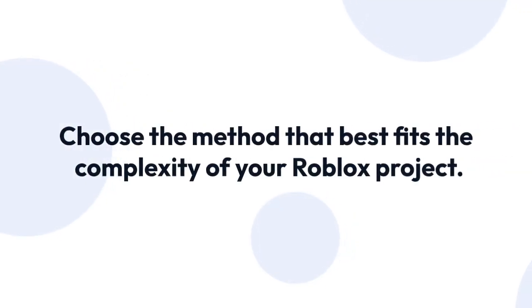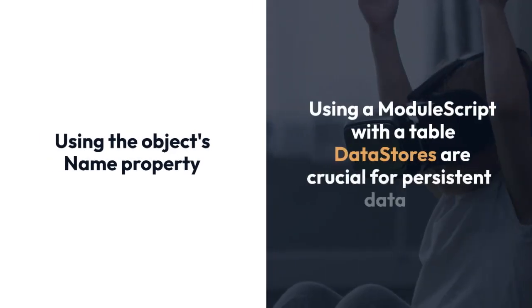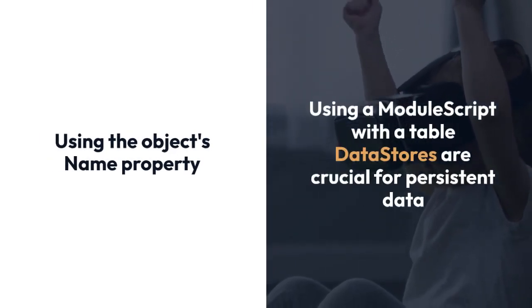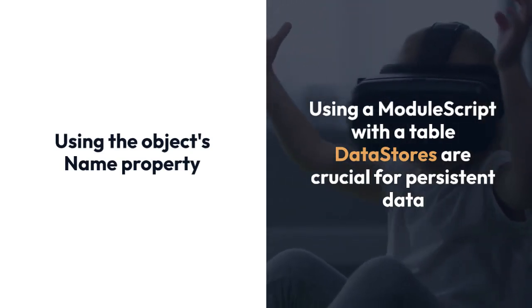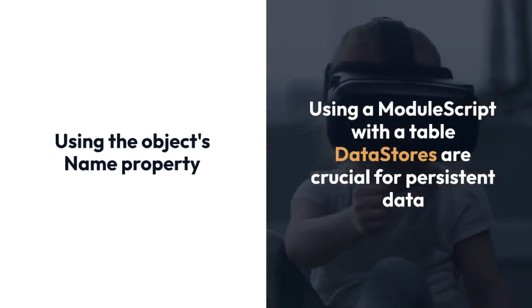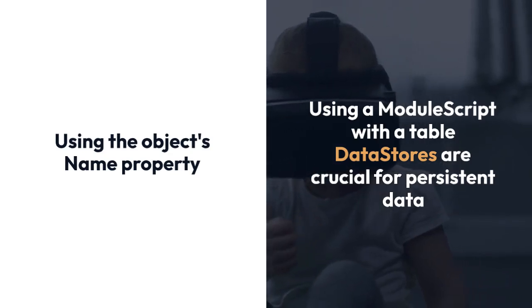Remember to choose the method that best fits the complexity of your Roblox project. For simple scenarios, using the object's Name property might suffice. For larger, more complex projects, using a module script with a table is highly recommended for maintainability and organization, and data stores are crucial for persistent data.